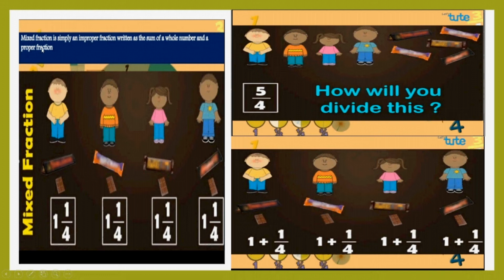So a mixed fraction is simply an improper fraction written as a sum of a whole number and a proper fraction. A mixed fraction is an improper fraction written as the sum of a whole number and a proper fraction.